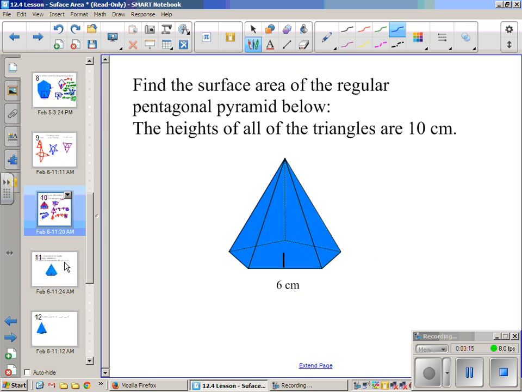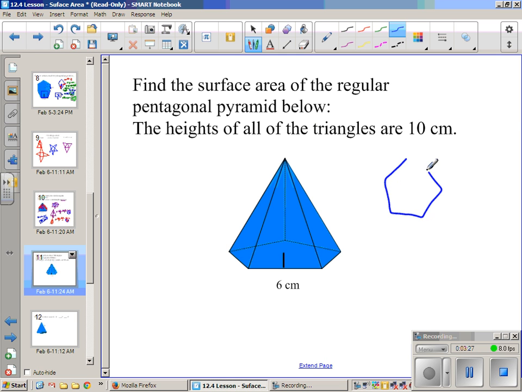All right. Now I want you to pause the video and see if you can find the surface area of this pentagonal pyramid. All right, so I'm going to start with that pentagon because I'm going to have to use a little trig. The side length is 6, and I don't know my apothem, so I'm going to draw it in a right triangle. The angle here is 54 degrees.